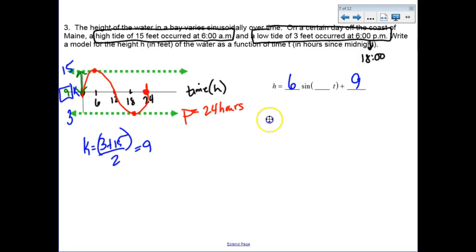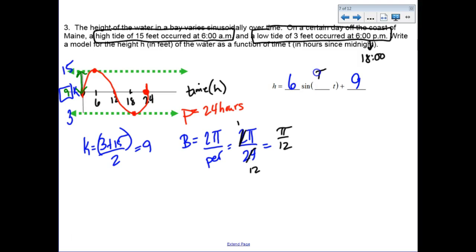So the only thing we have left to figure out is b. So the formula for b that I like to use is 2 pi divided by the period. Well, you just found the period. It's 24. So 2 pi divided by 24, and reduce this as much as you can. 2 over 24 is 1 over 12, and then leave the pi. So 1 pi over 12 is the b value that goes right here. And I need you to leave it in terms of pi so that it's exact.